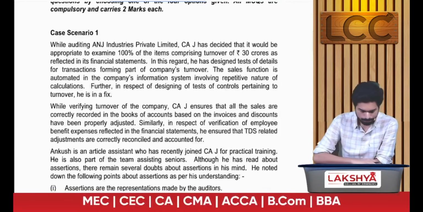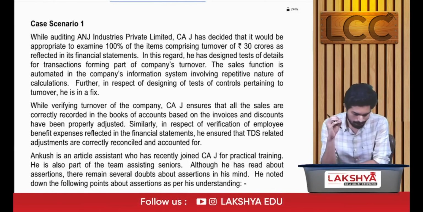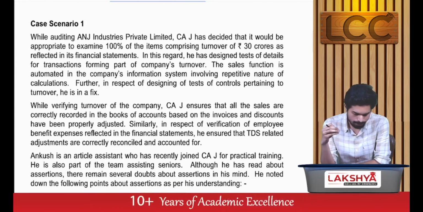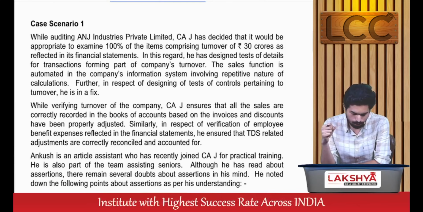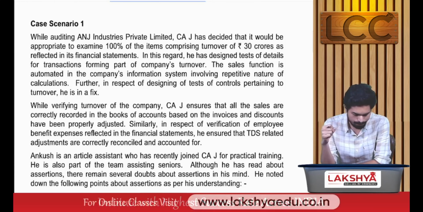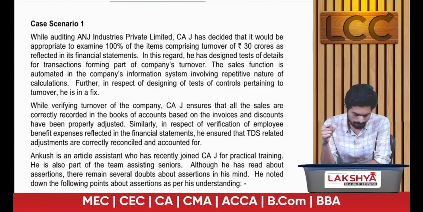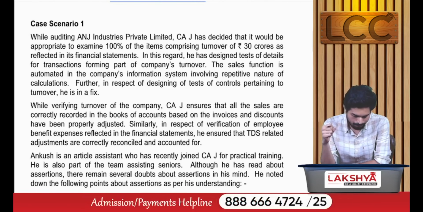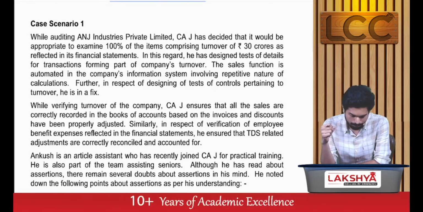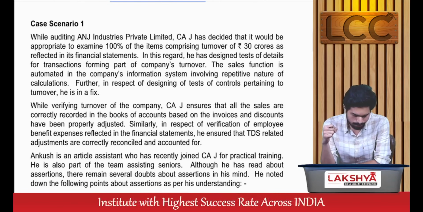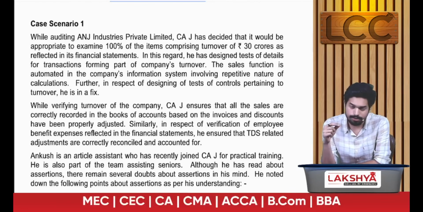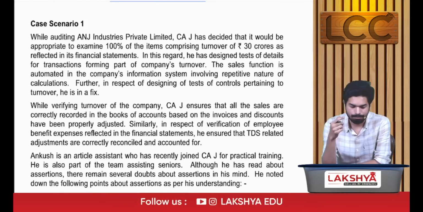So case scenario 1. While auditing A&J Industries Private Limited, CAJ has decided that it would be appropriate to examine 100% of the items comprising turnover of 30 crores as reflected in its financial statements. In this regard, he has designed test of details for transactions forming part of the company's turnover. The sales function is automated in the company's information system involving repetitive nature of calculations. Further, in respect of designing test of controls pertaining to turnover, he is in a fix. Nothing but he is in a dilemma.